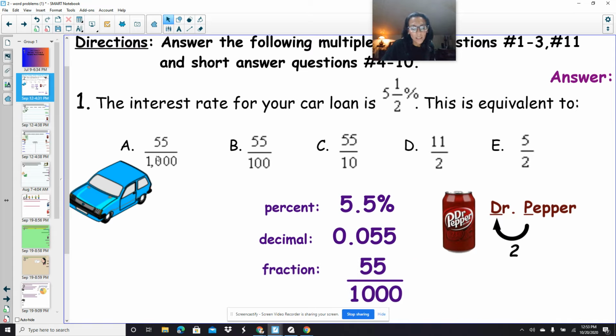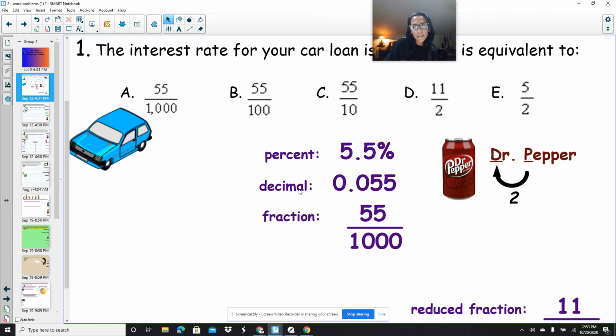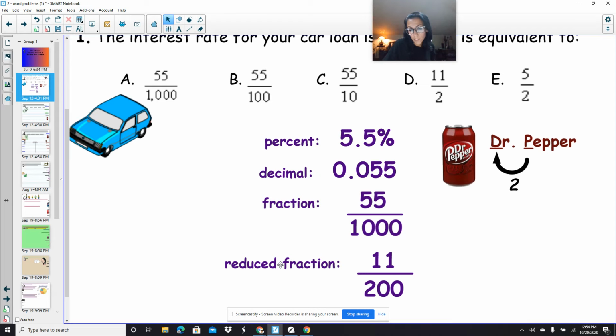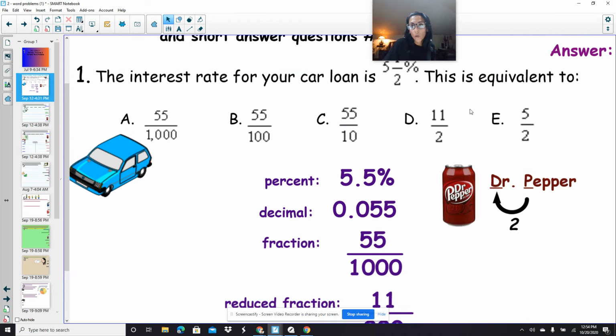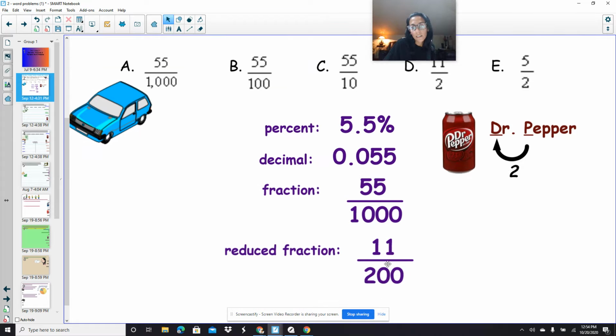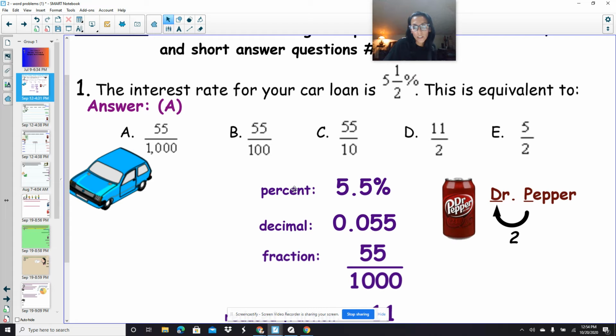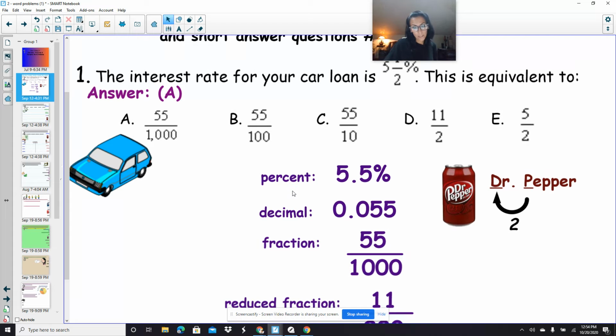I do notice that that is a choice here, choice A, but it is really important to always reduce your fractions, okay? And in this case, this one could be reduced, and it's 11 over 200. However, that's not a choice, okay? So it says, what is it equivalent to? So it is equivalent to 55 over 1,000, and even better, 11 over 200. But seeing that that's not a choice, we'll go with answer A. All right, so this was a great problem having you utilize all those skills from lesson one.